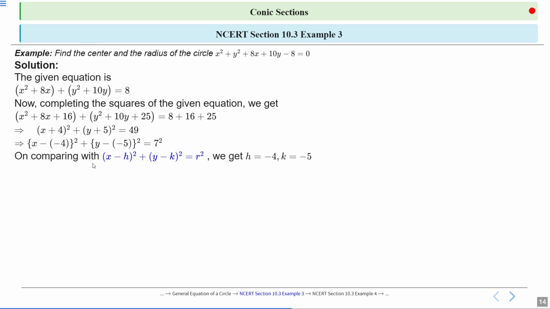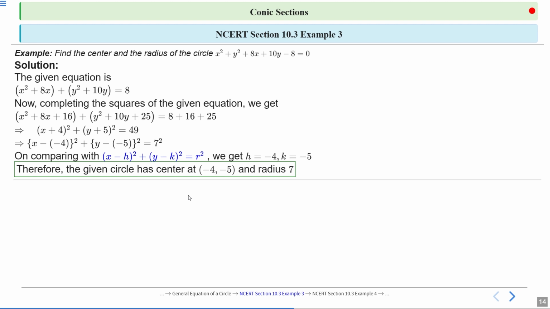Now on comparing with x minus h whole square plus y minus k whole square equal to r square, we get the value of h is minus 4 and the value of k is minus 5, and you will obtain the value of r is 7. Therefore the given circle has center at minus 4 comma minus 5 and radius 7. Clear? So our answer is center at minus 4 comma minus 5 and radius 7. I hope it is clear to all of you. Now let us move to the next slide.